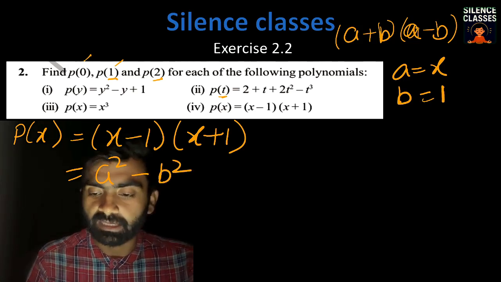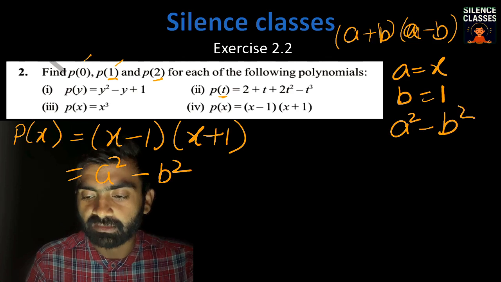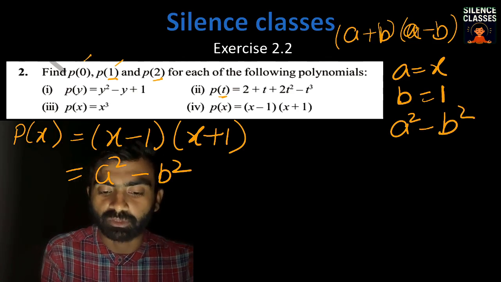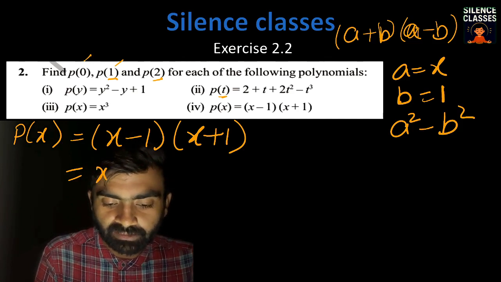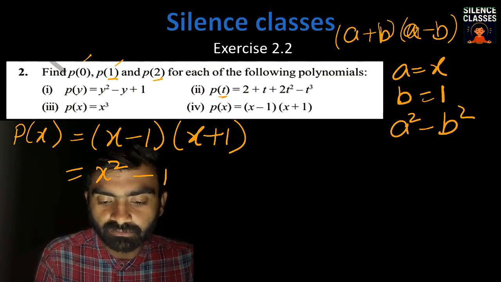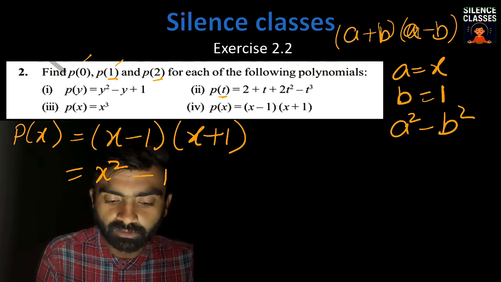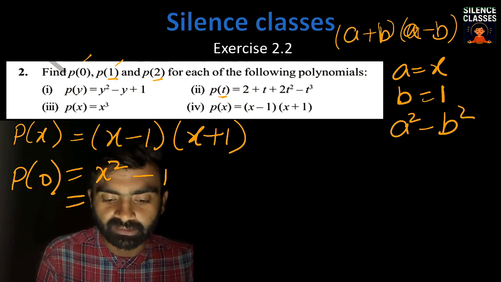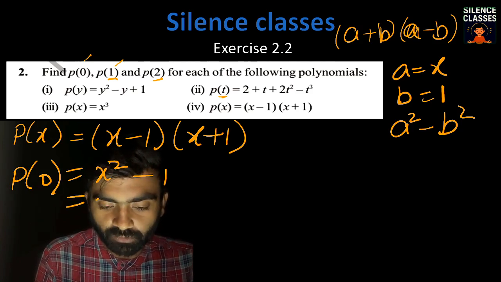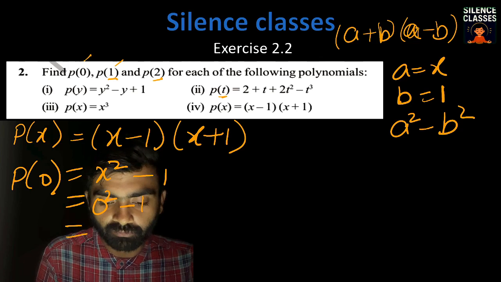Okay, a square minus b square. So we can put the value in this particular formula. Over here the value is x square minus 1 square. 1 square is 1 only, so first of all we put 0 in the place of x. So 0 square minus 1, we will get minus 1 as the answer.